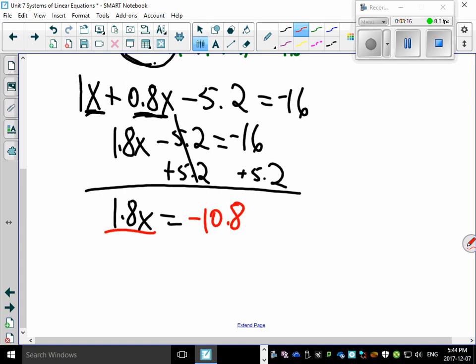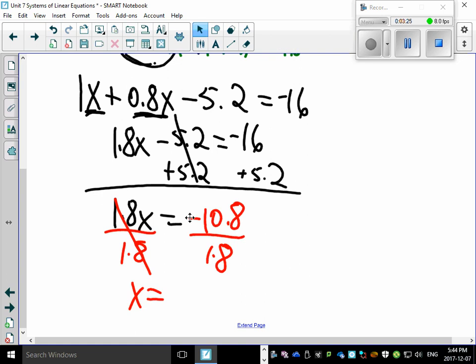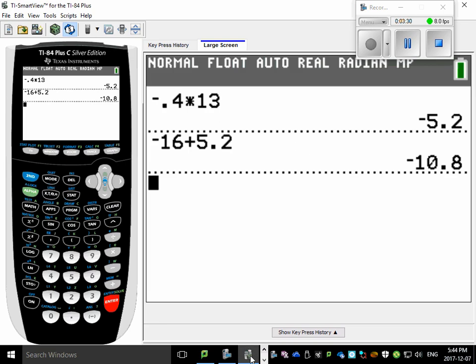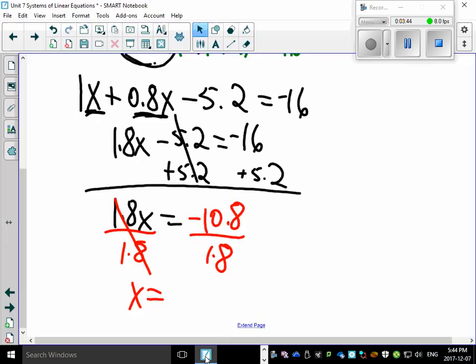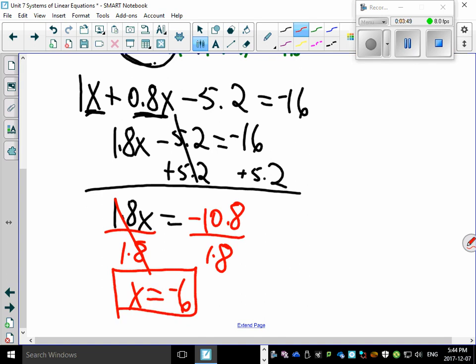Then we're going to divide by 1.8, divide by 1.8. That cancels out, leaving you an x value of probably some kind of ugly decimal. So again, use your calculator. Minus 10.8 divided by 1.8. There we go. We get, look at that. It worked out to be a nice number. Holy smokes, how did that happen? Minus 6 is the number that we get. x equals minus 6. Isn't that pretty? Wow, interesting.